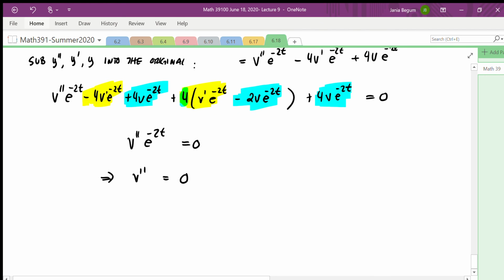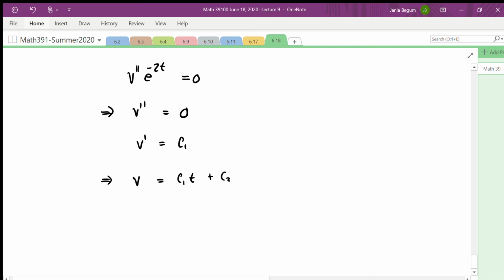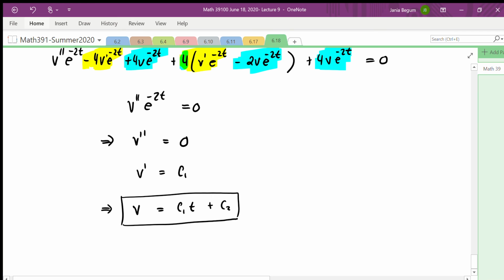Now, from here, we can integrate, right? So that we can find the function v. So I'm going to go ahead and integrate once. So I have v prime. That's just going to be a constant c1, right? Because when you differentiate, you get 0. And then I'm going to integrate one more time. So that will give me v equals c1t plus c2. So that's our magical function v. That's pretty cool, right? Okay, so what is the solution we're after?